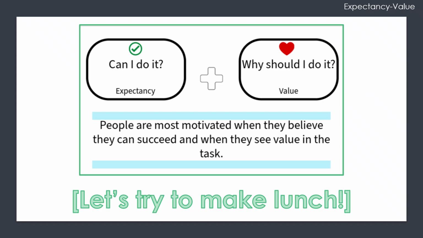The next real-life example we're going to look at through the lens of the expectancy value theory follows my little boy making his own lunch during the summer. Listen, during the summer, mom and dad can get easily caught up working on something, or we might just not be available.